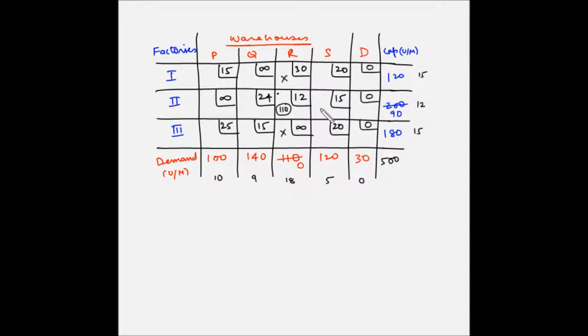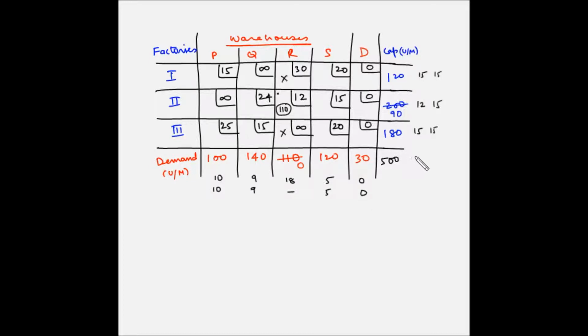Now let's redetermine the row and column differences. For the first row, again lowest is 0, next lowest is 15, so the difference is 15. For the second row, it is 15 minus 0, which is 15. For the third row, again 15 minus 0, which is 15. Now let's do the same for the columns. First column, 25 minus 15, which is 10. Second column, 24 minus 15, which is 9. Third column is completely allocated, so we'll skip this one. Fourth column, 20 minus 15, which is 5. And fifth column, 0 minus 0, which is 0.